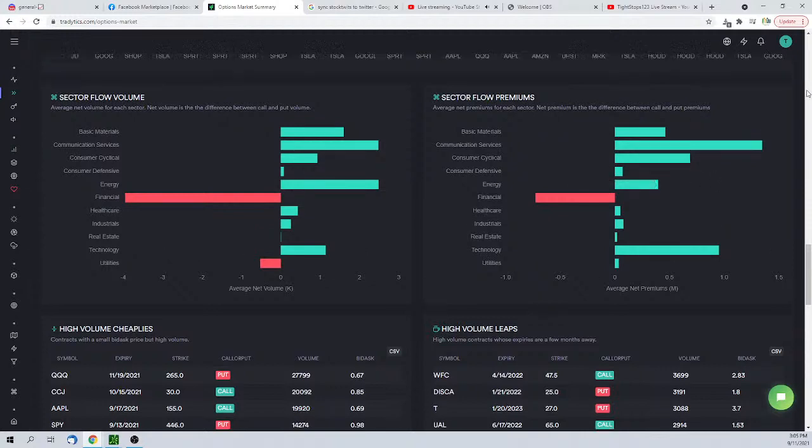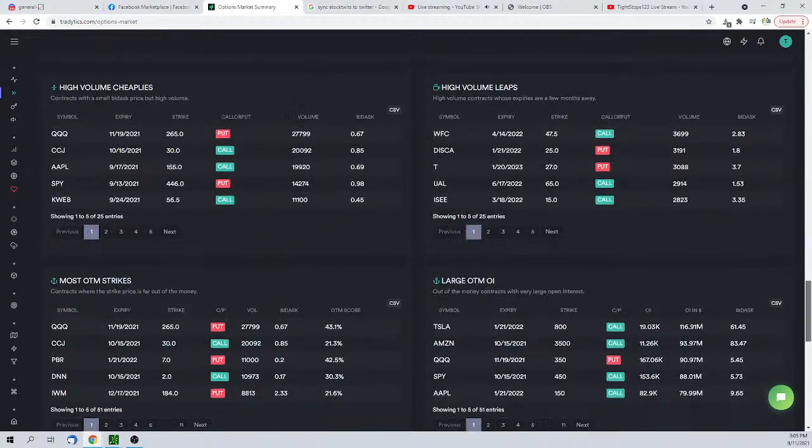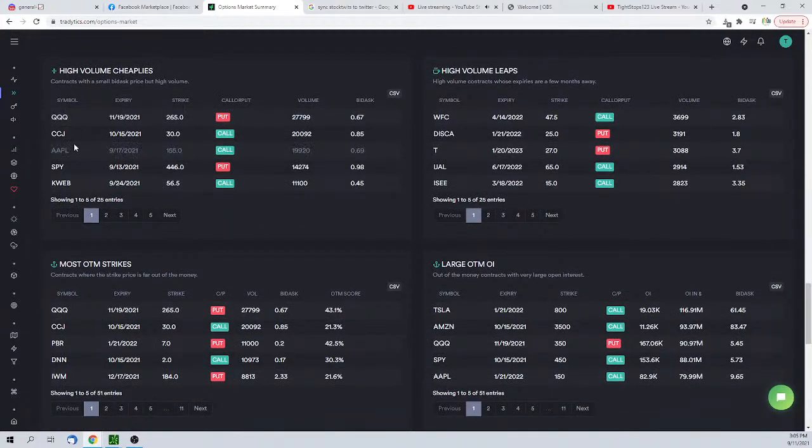And then you get into some other cool tools. High volume cheapies, cheap contracts, $67 contract, $85 contract. What these are is stuff getting really high volume. Towards the end of the day, it looks like maybe Apple was getting a lot of calls for the 917 155s on Friday. High volume leaps. I'm not a big leap guy unless I'm hedging something, but they are there for you to look at.